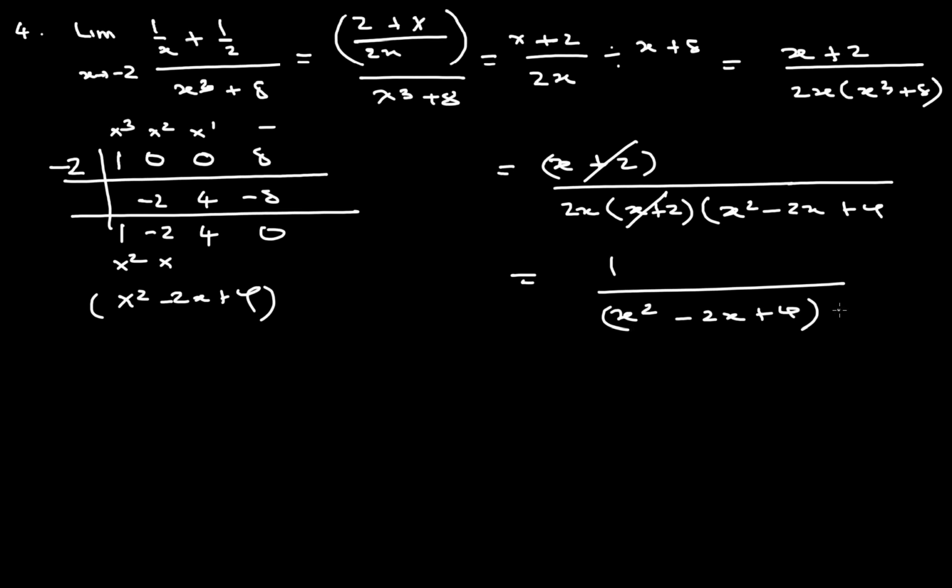But we cannot forget the 2x. Or if I were to write it, let's maintain order. So we are still here, 2x, that's the first factor. The second factor is x squared minus 2x plus 4, like that. Right, so this is what we've come to.